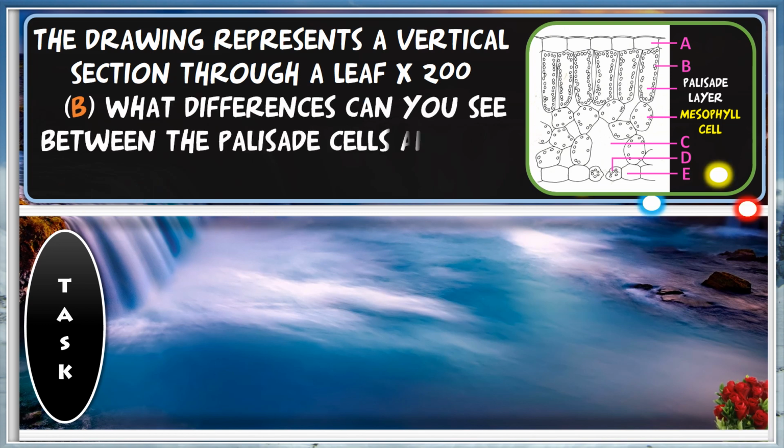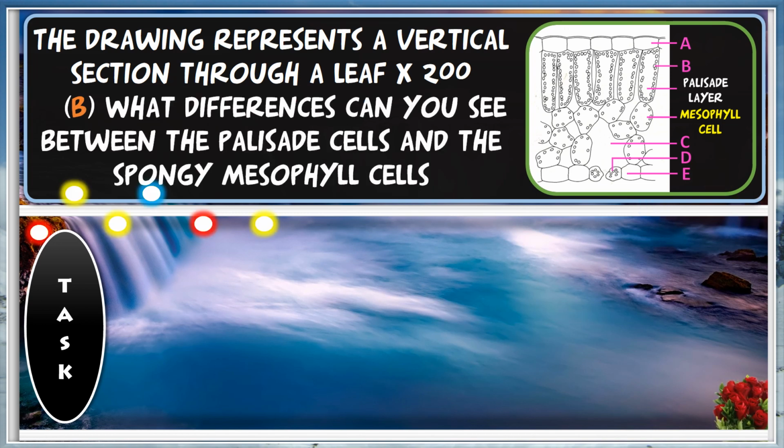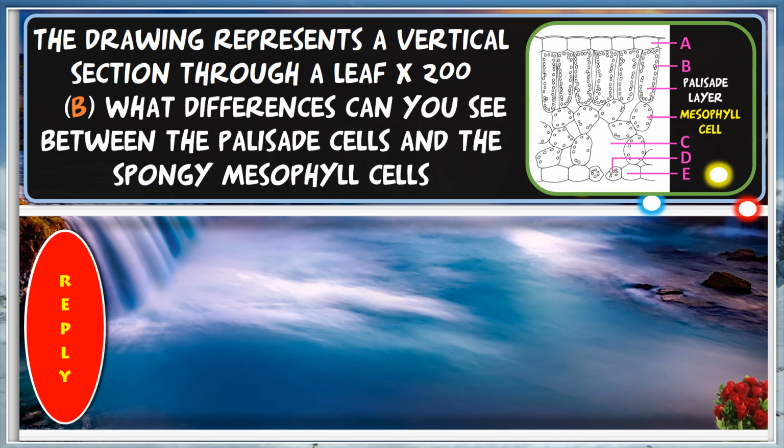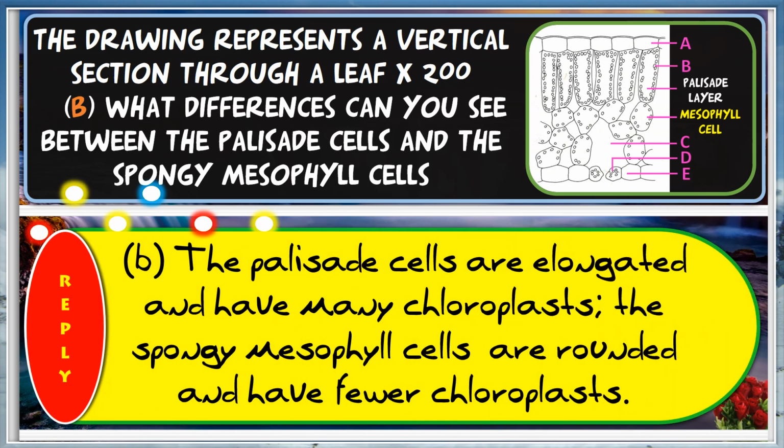Part B. What differences can you see between the palisade cells and the sponge mesophyll cells? The palisade cells are elongated and have many chloroplasts. The sponge mesophyll cells are rounded and have fewer chloroplasts.